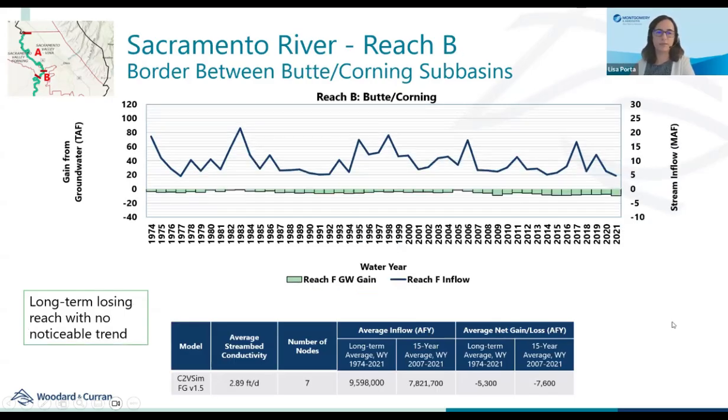Moving to the next segment, reach B between Butte and Corning is a very small segment here. There's not as much going on, but the flow is similar to before. The Sacramento River still has a lot of flow coming into it. And then this reach is mostly losing with no really noticeable trend. There's a little bit of a more losing trend in the last 15 years, but not as big as for the other reach because it's smaller.